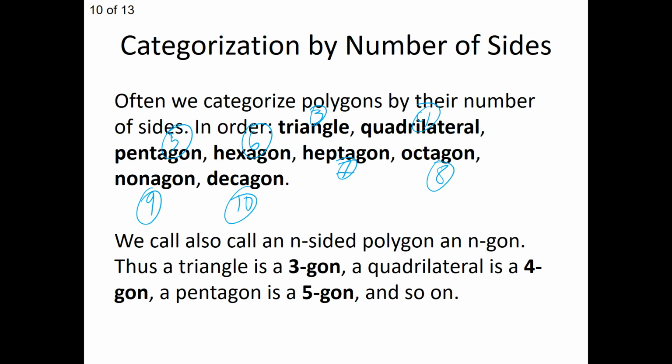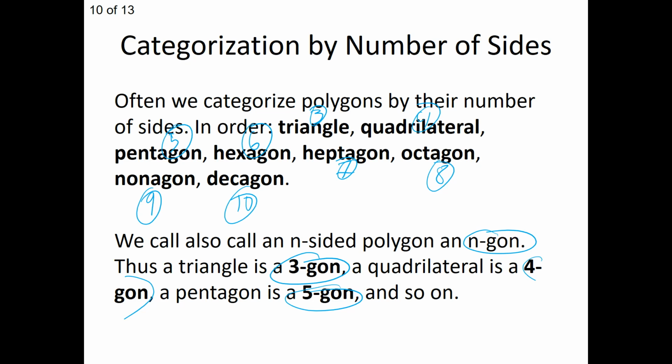Down below, though, you're going to see, well, is there another way we could name polygons? Well, technically, yes. See, you can actually name an n-sided polygon with the name n-gon. What that means is, if it's a 3-sided polygon, you could technically call it a 3-gon. If it's a 4-sided polygon, you could call it a 4-gon. If it's a 5-sided polygon, you call it a 5-gon.